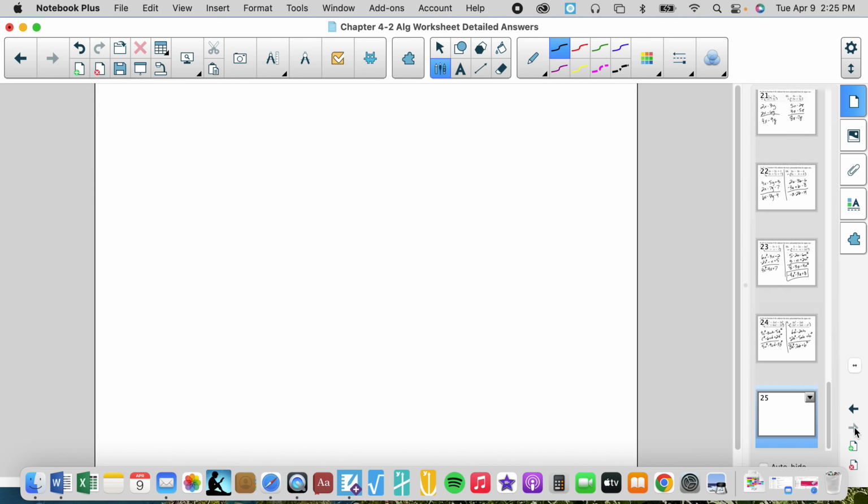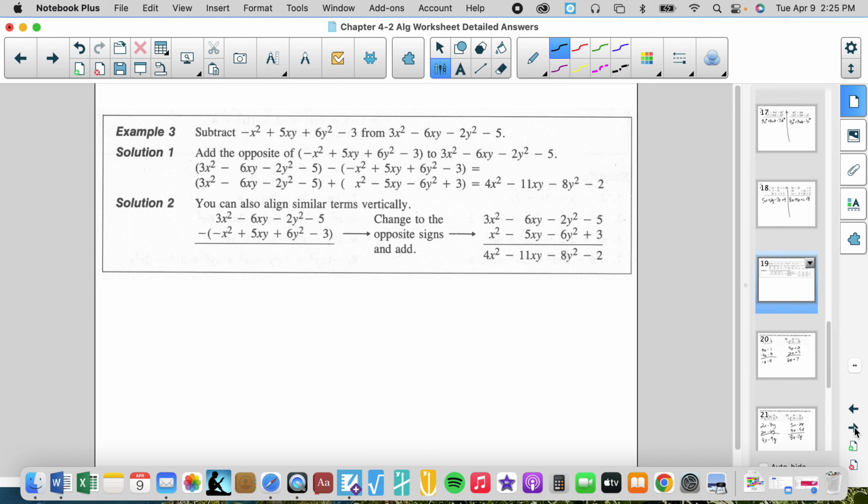Cool. Good. I'll be honest with you. You're not going to see problems that are stacked like that. They will typically be in this format. It'll look like this. So notice they distribute by changing each of the signs in here, and then they combine like terms. So that's typically how you're going to see it.